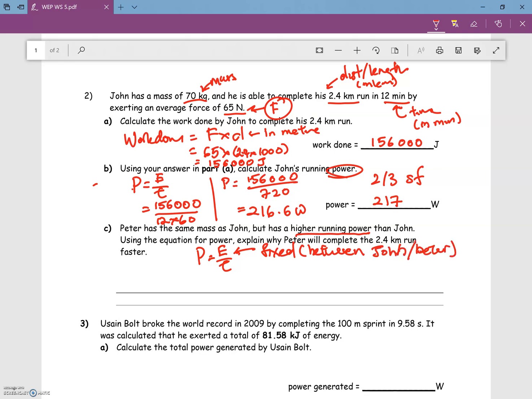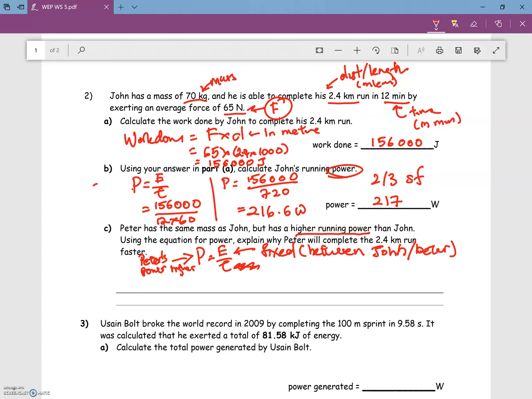Now, they did say here that Peter has a higher power. Peter's power is higher. Now, if my energy is fixed, but the power is higher, what do you think about the time? If the denominator is smaller, I will get a higher power. If my denominator is bigger, I'll get a lower power. So in this case for Peter, if his power is higher, that means the time taken for him to complete the 2.4 km must be smaller.